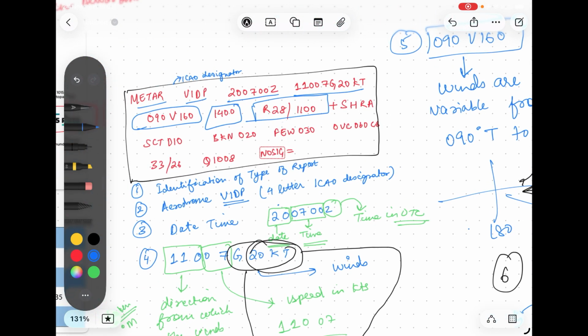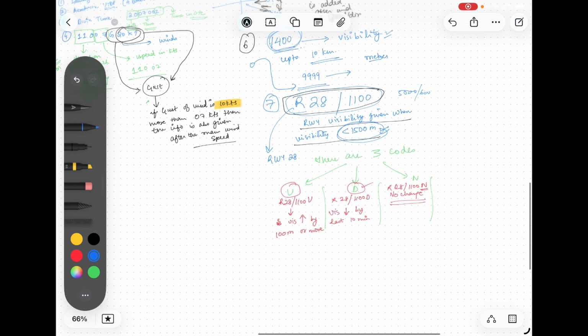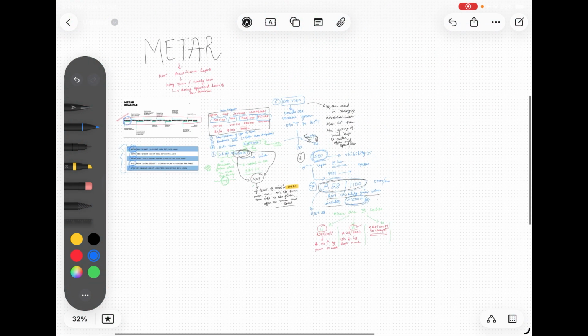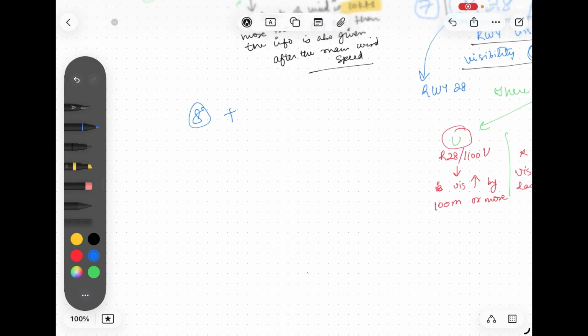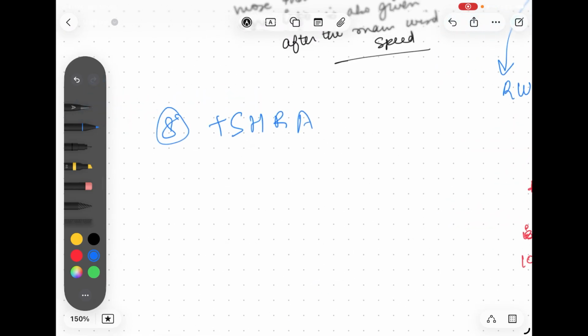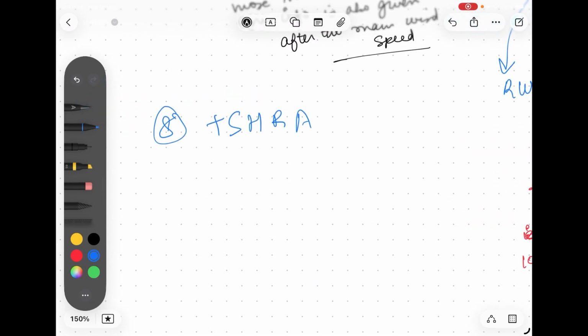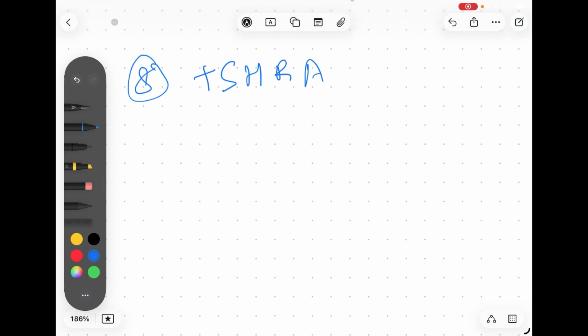Now we come to the next part, that is plus SHRA. Which point is it? 8. Okay. So the 8th point is plus SHRA. Now after the end of the video I will share the questions, along with a table where these codes are written, so you can tell what each one means. There are a certain number of codes and we'll discuss that table.